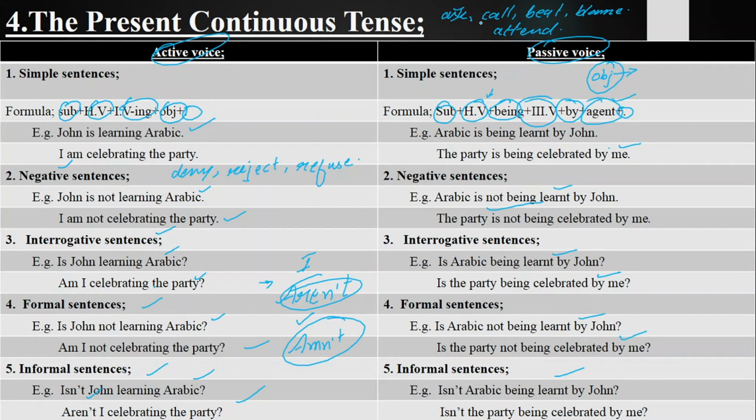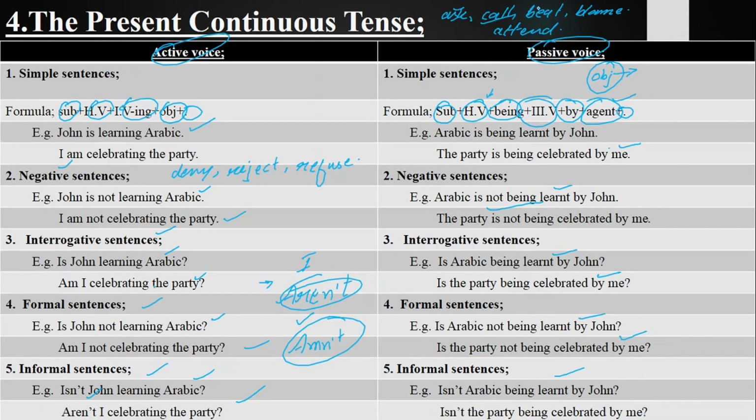Let's make the sentences of call. You call him. He is called by you, he is not called by you, is he called by you, is he not called by you, isn't he called by you, he was called by you, he was not called by you, was he called by you, was he not called by you, wasn't he called by you, he will be called by you, he will not be called by you, will he be called by you, will he not be called by you, won't he be called by you, he is being called by you, he is not being called by you, is he being called by you, is he not being called by you, isn't he being called by you.